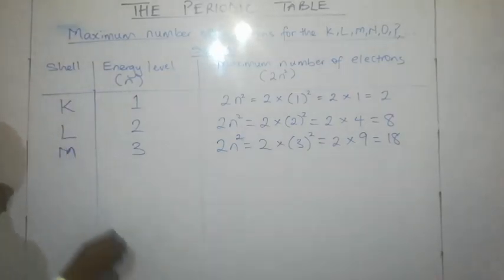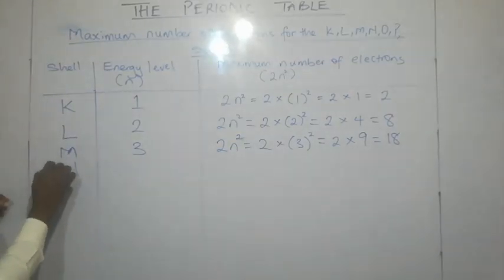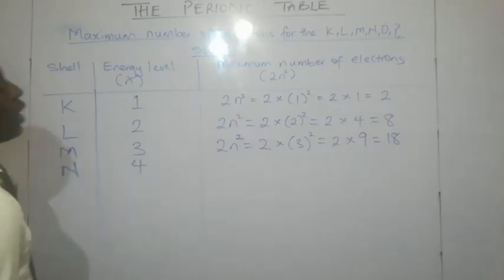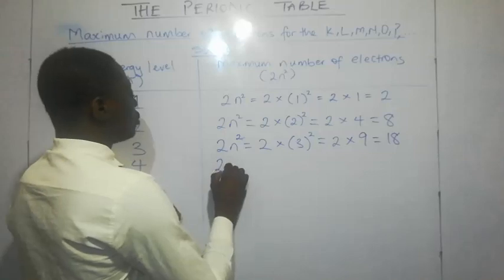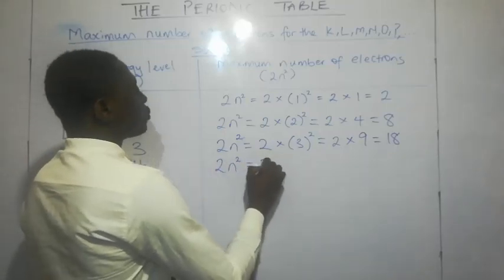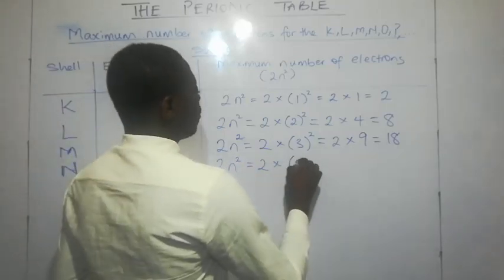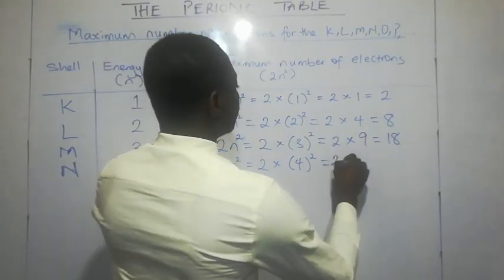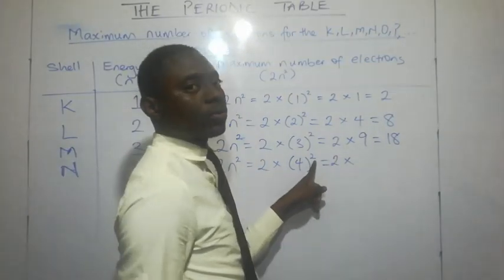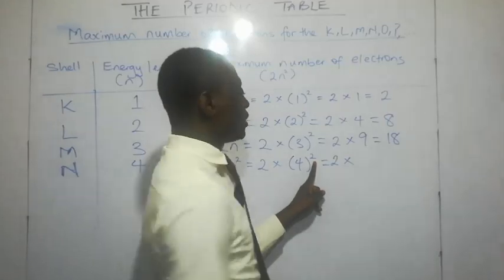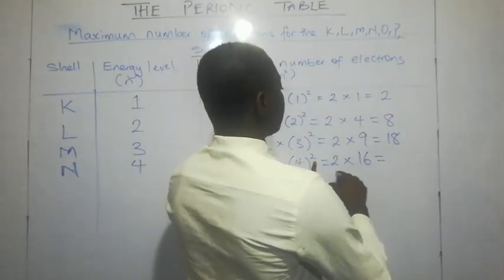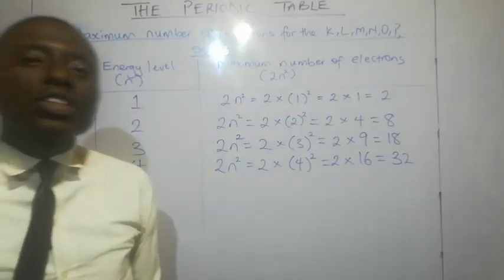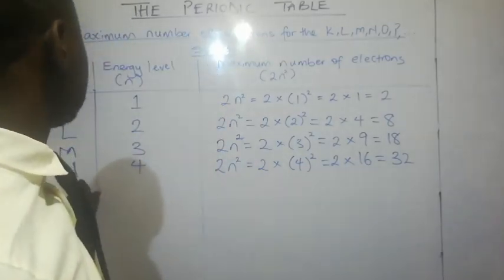Then after that, we'll go to the N shell. For the N shell, the energy level is 4. Following the formula again, that is 2n raised to power 2, so 2 times 4 raised to power 2. What is 4 raised to power 2? That's 16. And 2 times 16 gives us 32. So the maximum number of electrons on the N shell is 32.